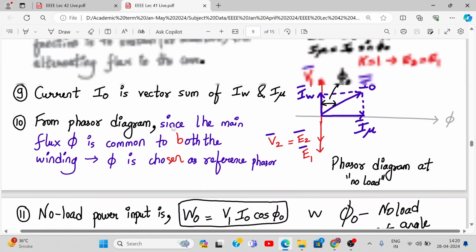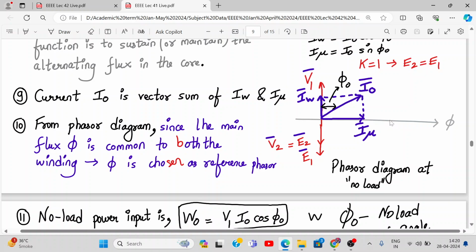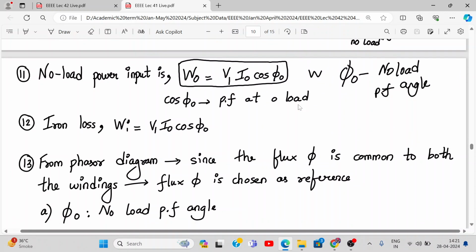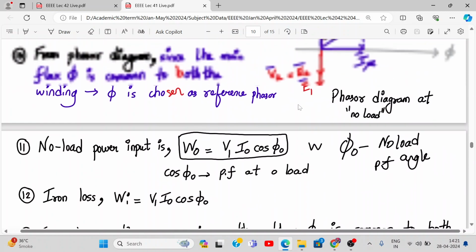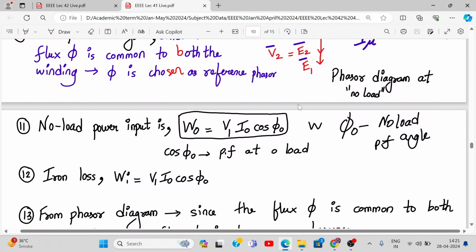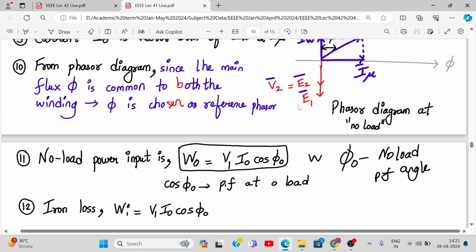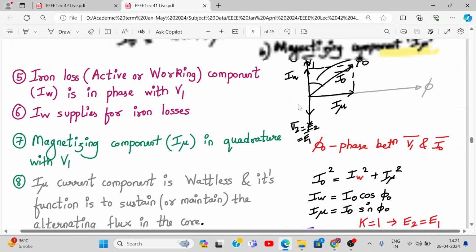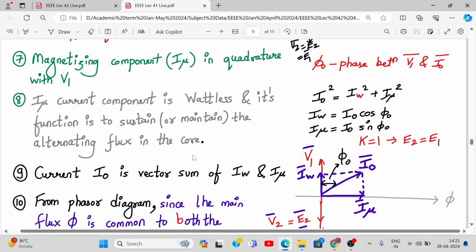Okay, so this was the phasor diagram. I mu was in phase, and this I naught current is the equivalent of IW plus I mu. I guess we have done these things, right? So W naught is V1 I naught cos phi naught, and Wi, that is iron loss, will be V1 I naught cos phi naught. So this is what we have discussed. IW supplies for the iron loss, and the magnetizing component is in quadrature with V1.